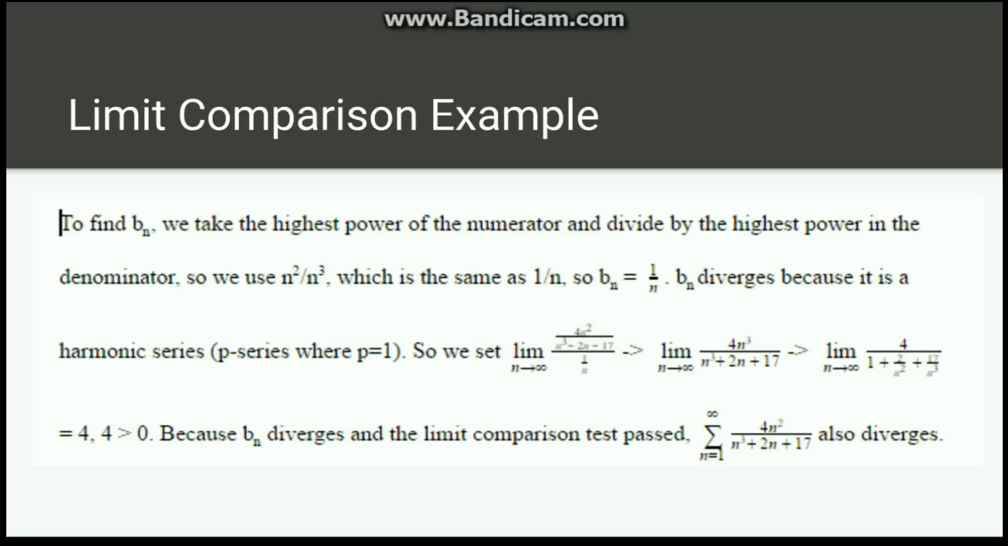And 4 is greater than 0. Because b sub n diverges and the limit comparison test passed, the summation from n equals 1 to infinity of 4n squared over n cubed plus 2n plus 17 also diverges.